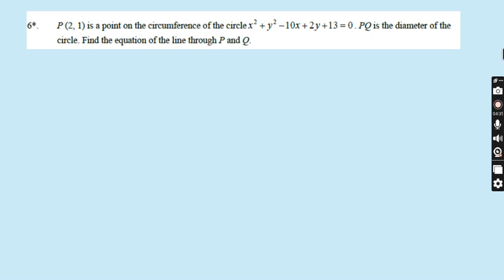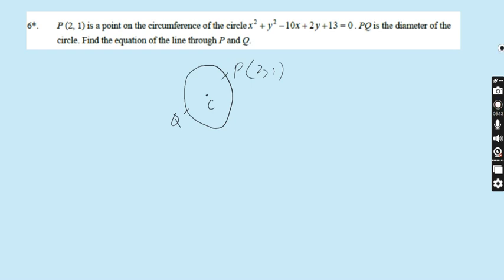P(2, 1) is a point on the circumference of the circle x squared plus y squared minus 10x plus 2y plus 13 equals 0. PQ is the diameter of the circle. Find the equation of the line through PQ. So if I draw a rough circle and say this point is P(2, 1) on the circumference of the circle, and say this point is the center, you can say C, and this point you can say Q.